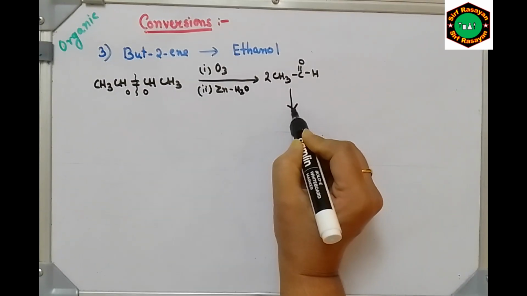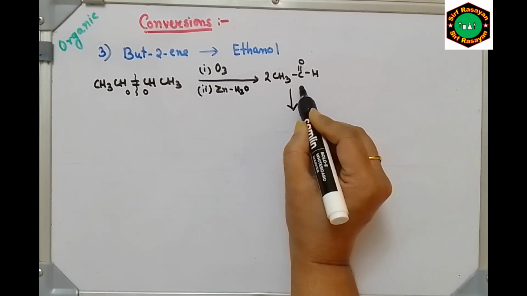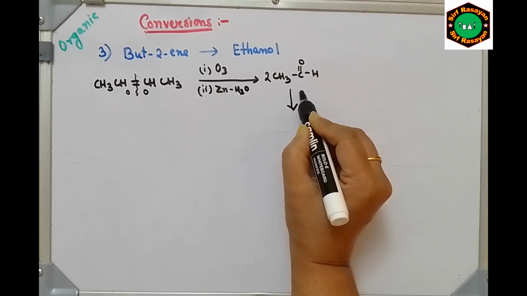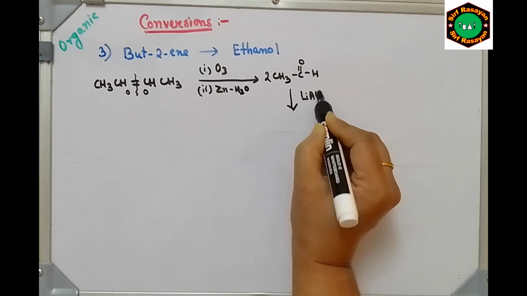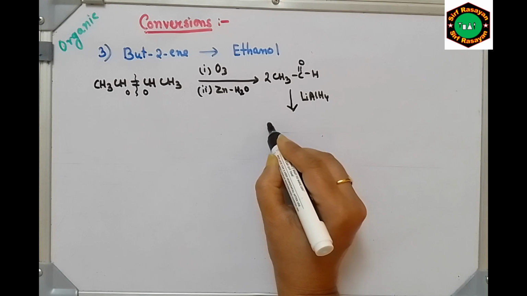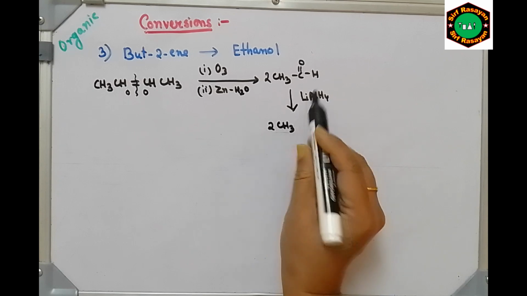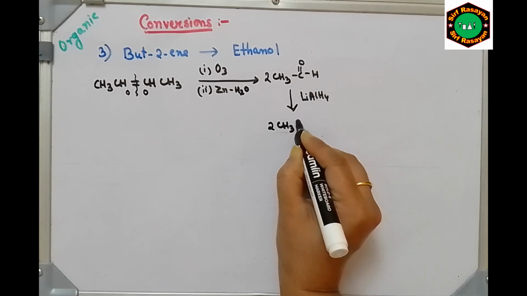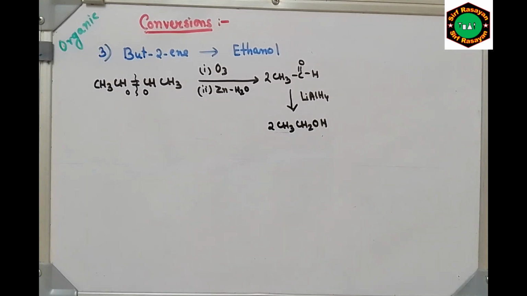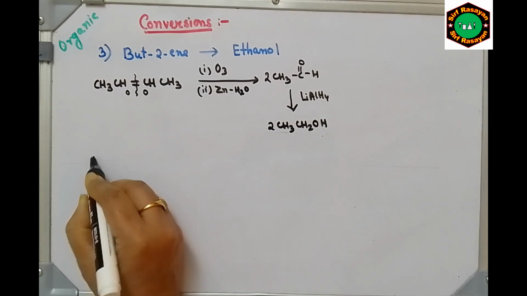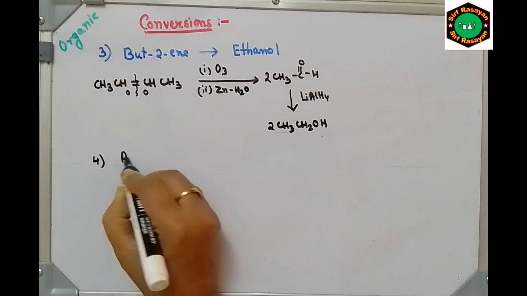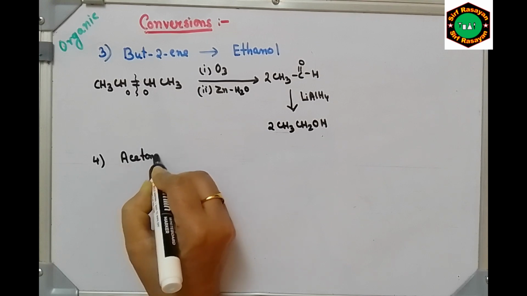Now if you treat it with a reducing agent to get ethanol, many reducing agents are available, for example lithium aluminium hydride. If you select this one, what will you get? The aldehyde will be reduced to primary alcohol, CH3CH2OH, means ethanol. Next conversion is one small conversion I am giving. All these are from board questions.